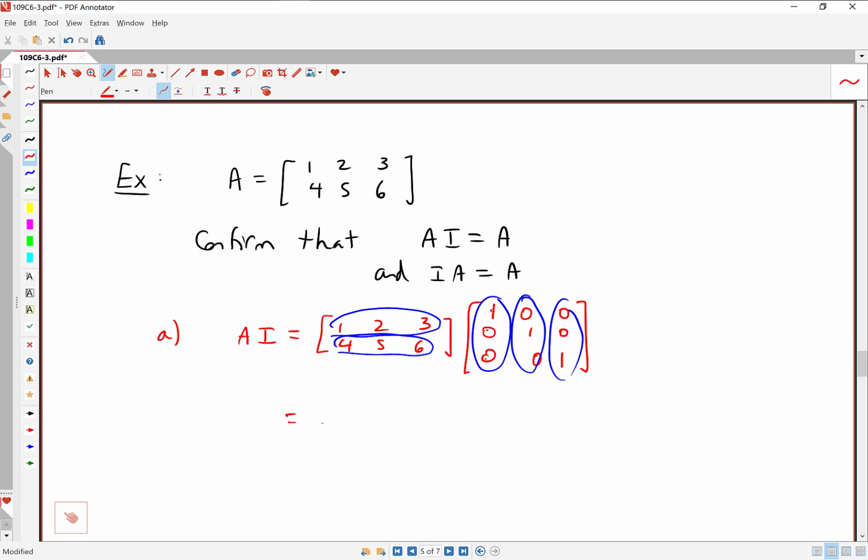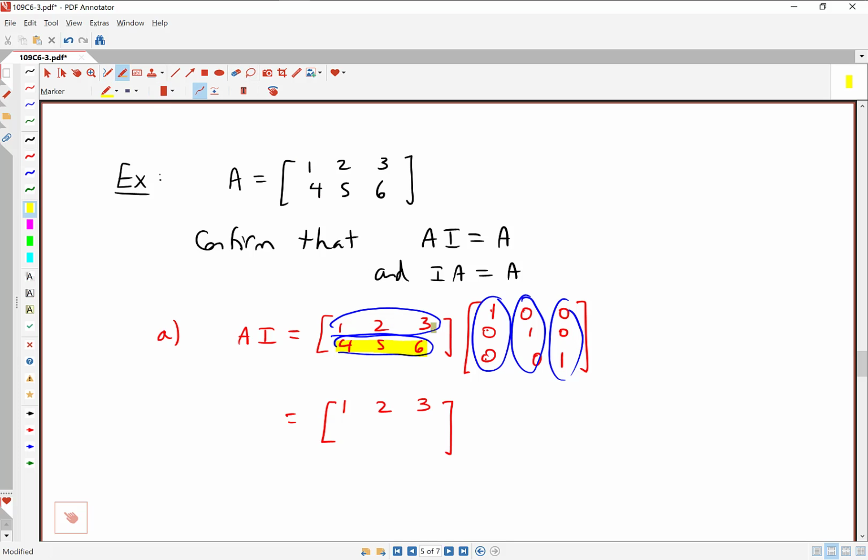So thinking about the size, A is 2 by 3, I is 3 by 3. So we're going to end up with a 2 by 3 matrix. And let's just calculate our dot products. So doing this row with this column, our dot product is 1. And as we move across the various columns, we're going to get a dot product of 2 and then a dot product of 3. Okay, so now let's move into the bottom row.